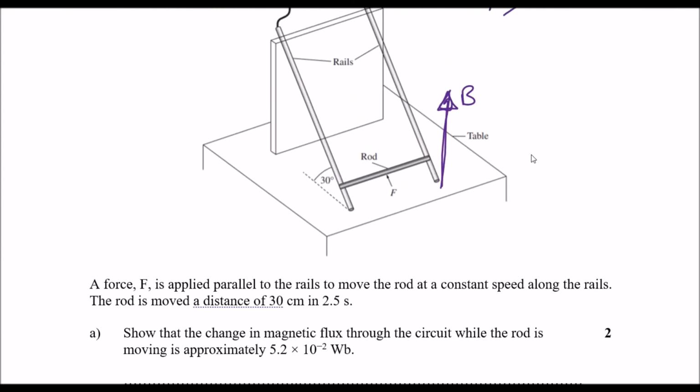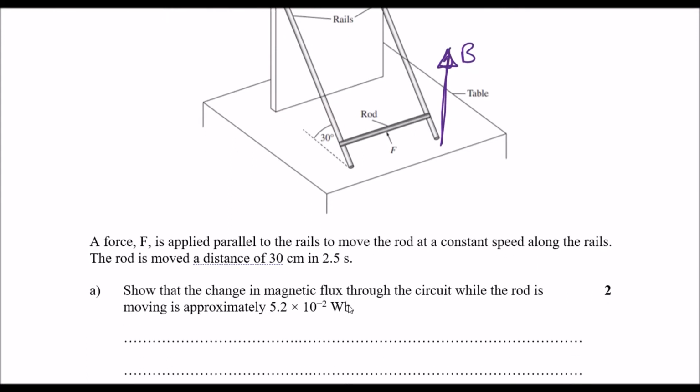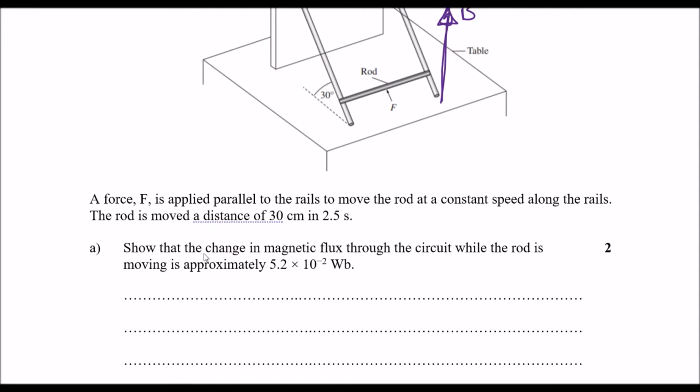A force is applied parallel to the rails to move the rod at a constant speed along the rails. So it moves it up. Okay. The rod is moved a distance of 30 centimeters in 2.5 seconds. Our first question is, show that the change in magnetic flux through the circuit while the rod is moving is approximately 5.2 times 10 to the power -2 Webers.